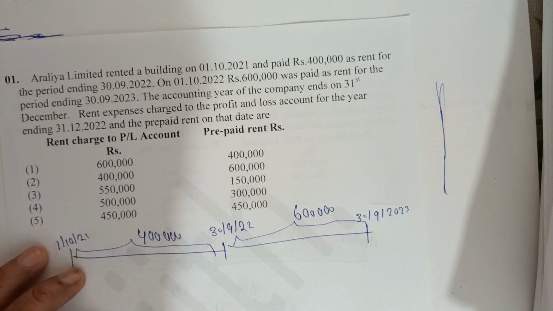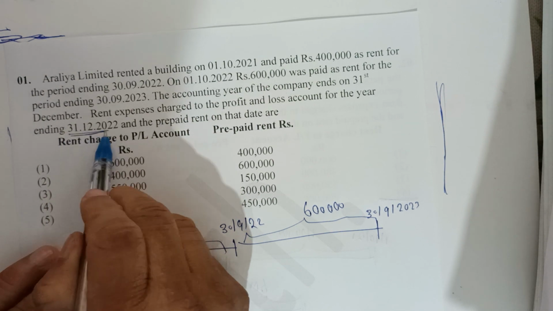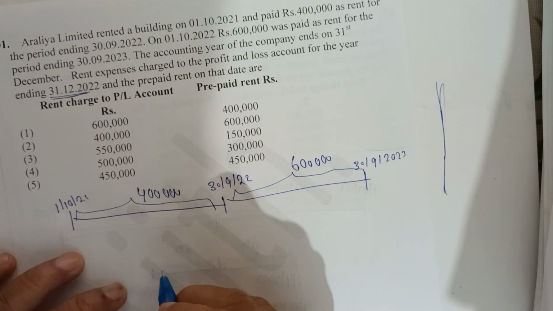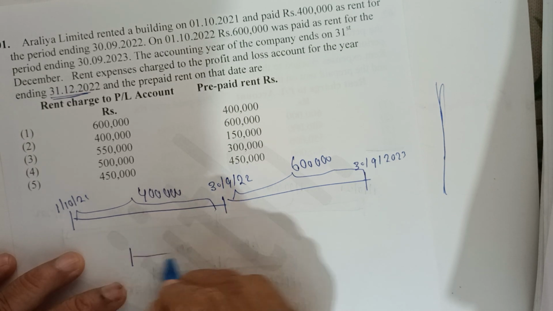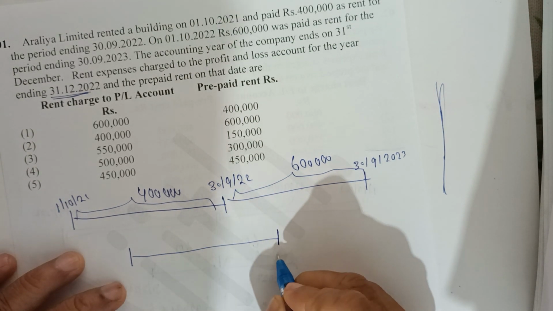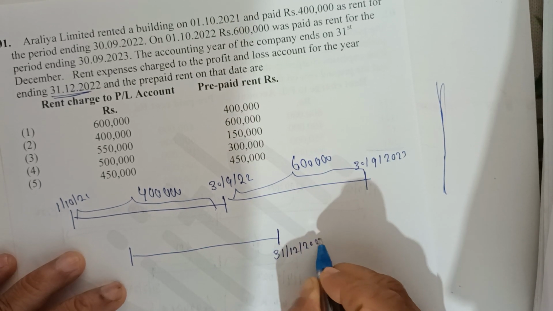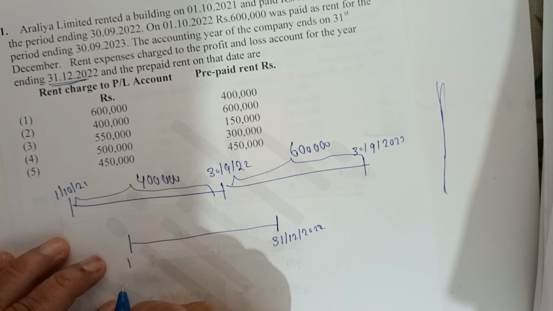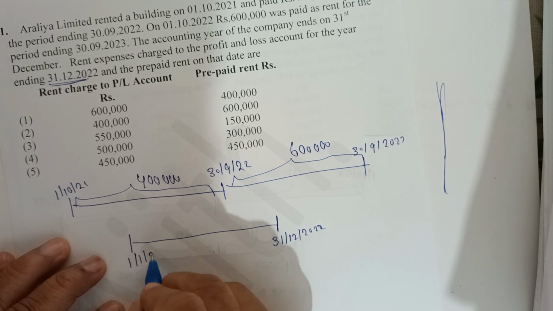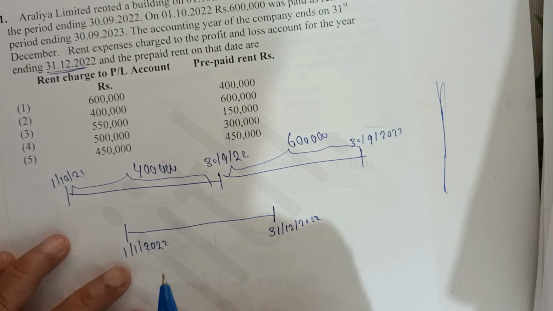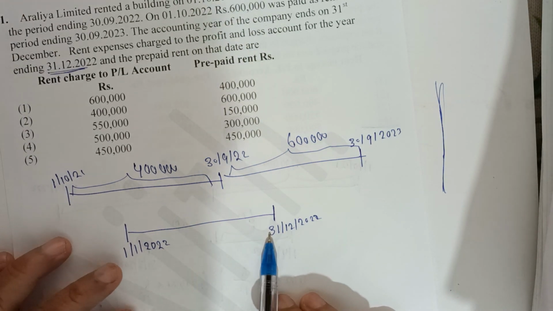But think: our accounting period ends on 31st December 2022. The end of the year is 31st December 2022, and the beginning of the year is 1st January 2022. Therefore, think how much should be considered as expense for this financial year.